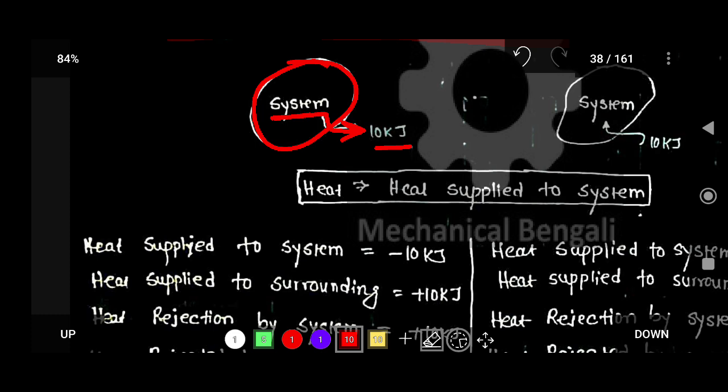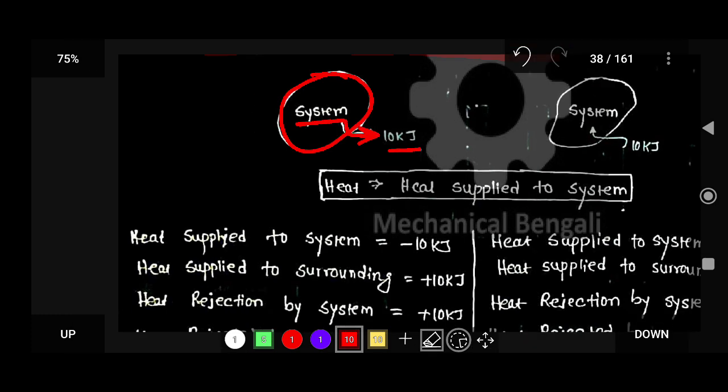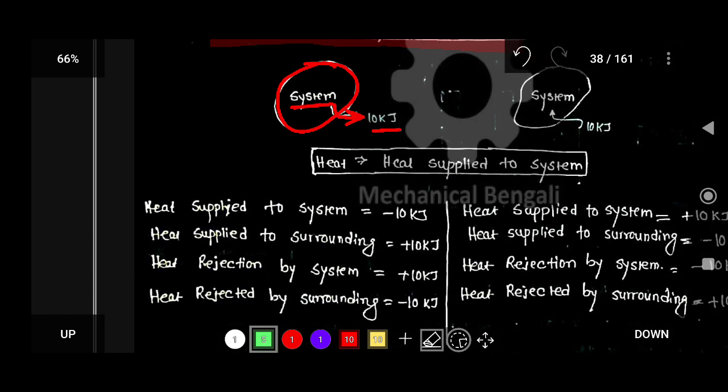Heat supplied to the system is positive, and heat rejected by the system is negative. Just remember this: heat into the system is positive, and heat rejected by the system is negative.